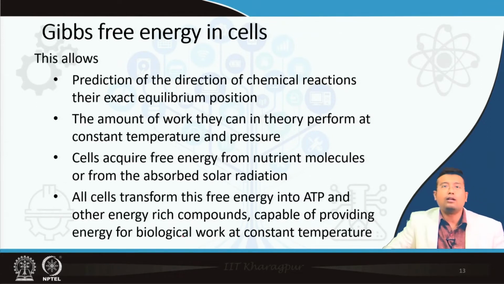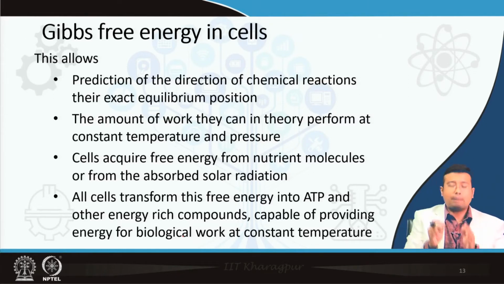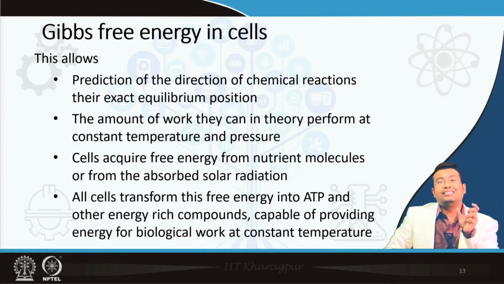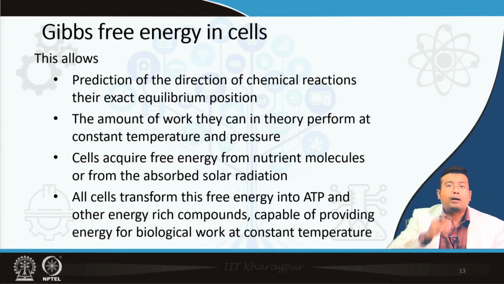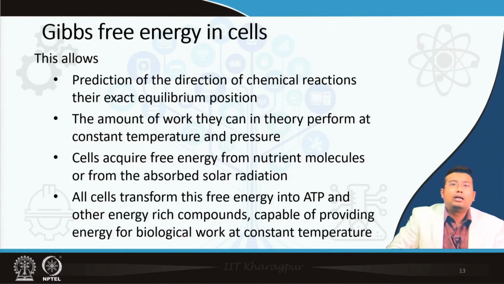Now let us find out what the Gibbs free energy allows the cell to do. It allows us to predict many things. Number one, whenever a chemical reaction is happening, when the change in delta G is negative, the reaction is spontaneous and always occurring. But when this change in delta G stops, it means the cell has reached equilibrium, meaning the reaction will not proceed in either direction. Next, the amount of work the cell can perform also depends on the total Gibbs free energy.